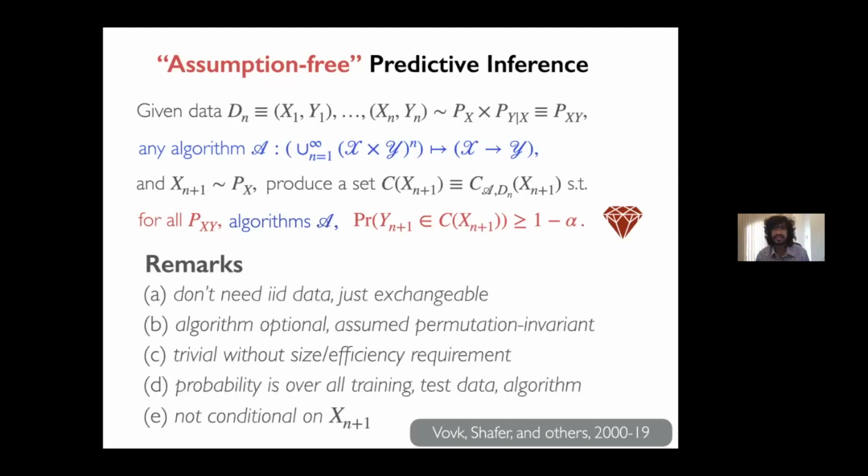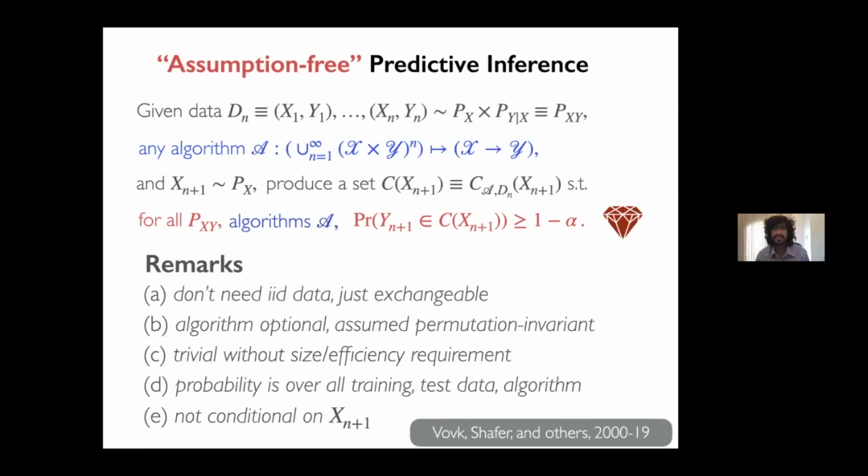Some other remarks: we don't actually need the data to be IID from this joint distribution P_XY. We just need the data to be exchangeable. If you're not familiar with exchangeability, intuitively you can think about relabeling not really mattering. It doesn't matter which I called 1 and which I called n. Formally, it just means that every permutation of the data has the same distribution. So we don't need them to be IID.